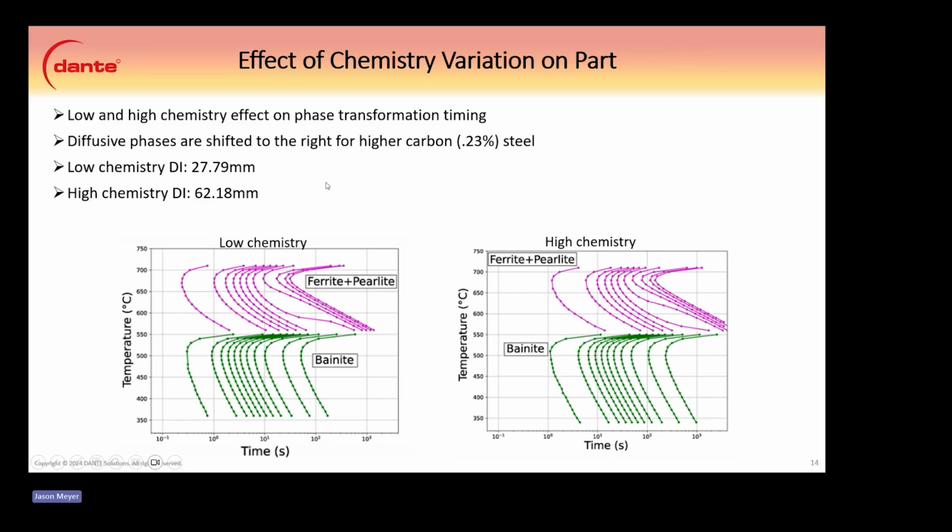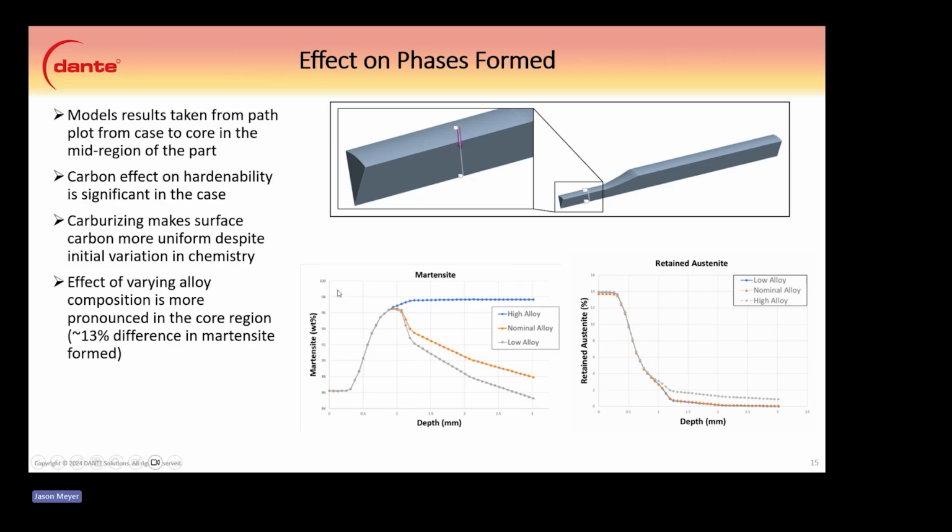The low chemistry has a very significant difference in DI as well. You're looking at about 28 or so millimeter diameter bar that can be quenched for 50% martensite, whereas the high chemistry has a big difference, about 62 or so. It's almost twice, a little more than twice the diameter bar that can be quenched there. So there is a big significant difference between this range, and depending on where your material is in the range, you can expect a very big difference in the hardenability of your part.